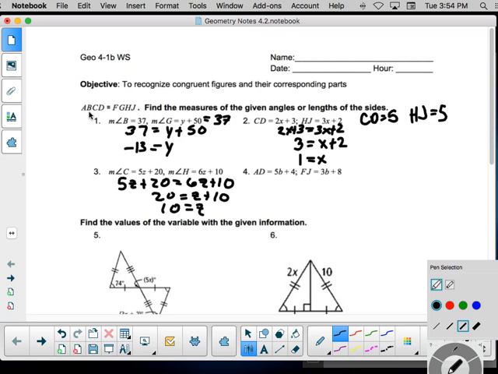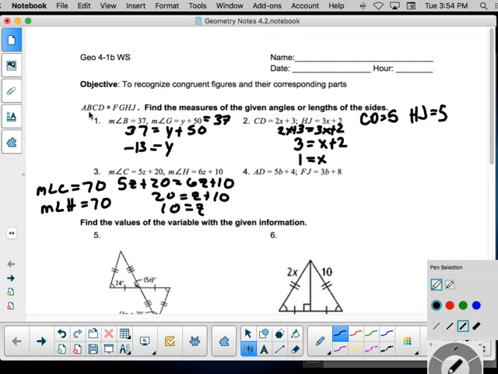Now I'm supposed to find the measures of the given angles or lengths of the sides. So the measure of angle C is equal to 50 plus 20, which is 70. And the measure of angle H is equal to 60 plus 10, which also is 70.